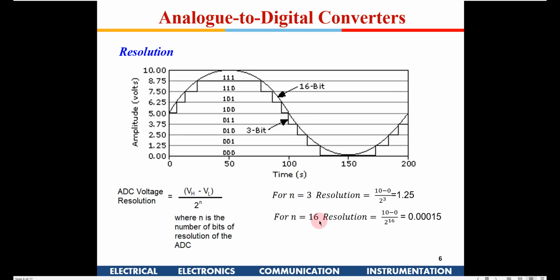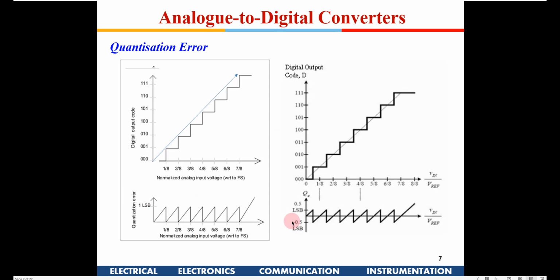It is not that you use a very high n and there will be no penalty. If you use a very high n, obviously the resolution will be fine, but the total power requirement and the hardware also go up accordingly. So you have to judiciously decide what the value of n should be. Okay, so this is about resolution.